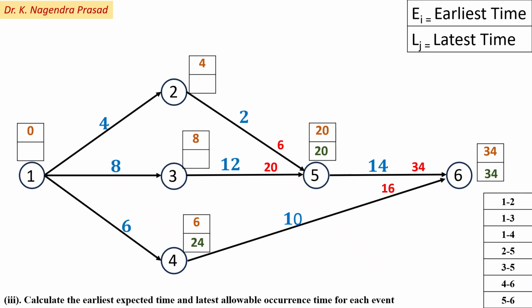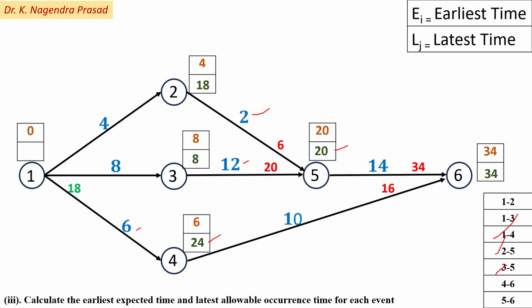And next, for activity 3 to 5, the finish time is 20 at event 5. Then the start time will become 20 minus 12, which is equal to 8 at event 3. So next we have to look at activity 2 to 5. Finish time is 20 at event 5. Then 20 minus 2 is equal to 18. 18 is the start time for event 2. So next, activity 1 to 4. For activity 1 to 4, 24 is the latest finish time at event 4. Then the latest start time is 24 minus 6, which is equal to 18.